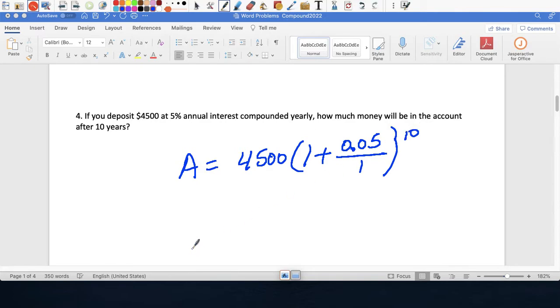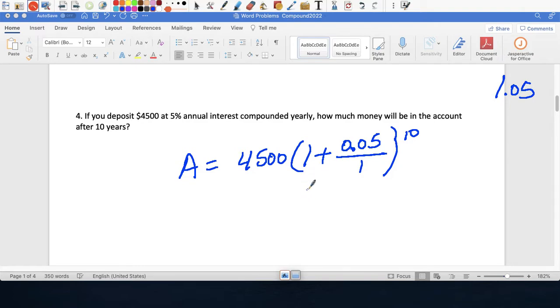All right. Again, 0.05 divided by 1 is just 0.05. We're going to add 1 to that. Sorry, take back what I said. So right now in your calculator, you should have this number, 1.05. We're going to raise that to the 10th power.